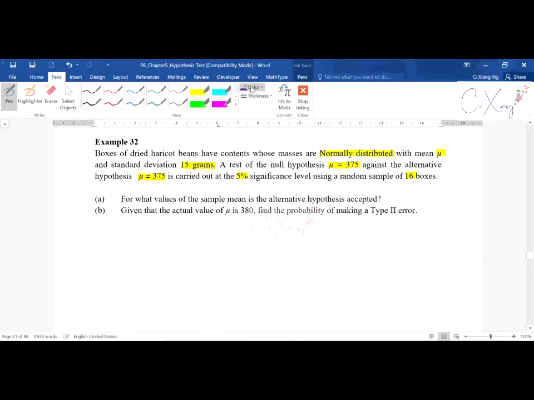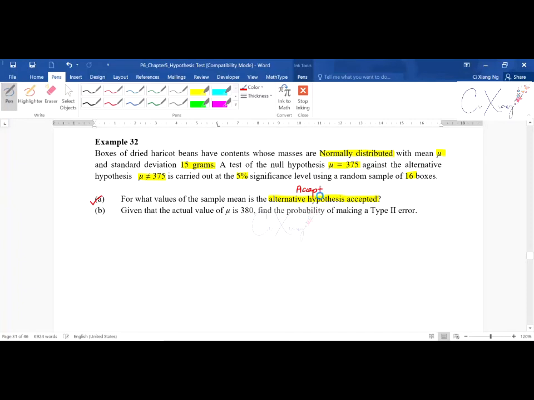So n is 16. Let us have a look at part number 1. For what values of the sample mean is the alternative accepted? Alternative hypothesis accepted. Okay, so this is what they actually want you to find out.